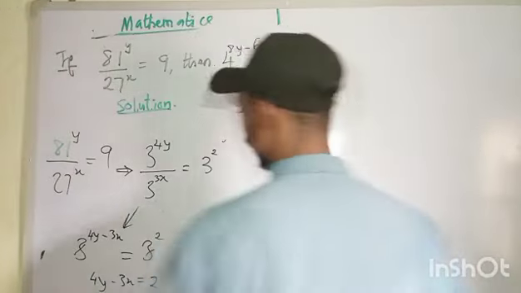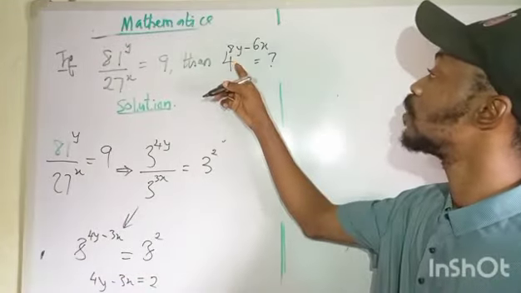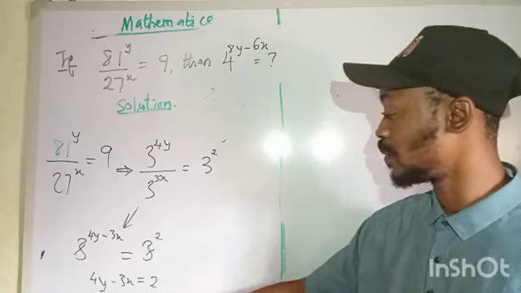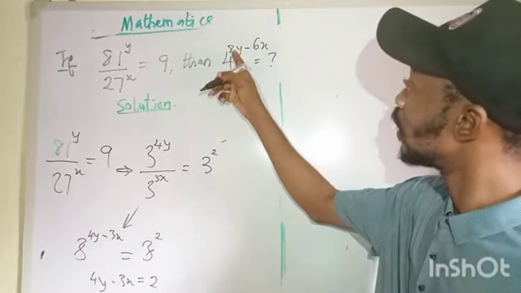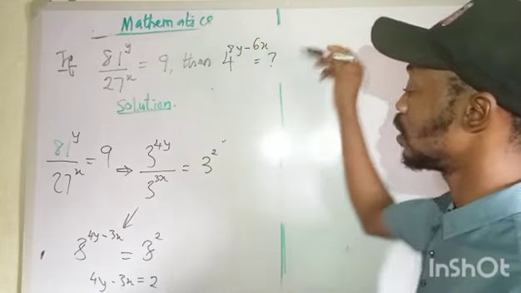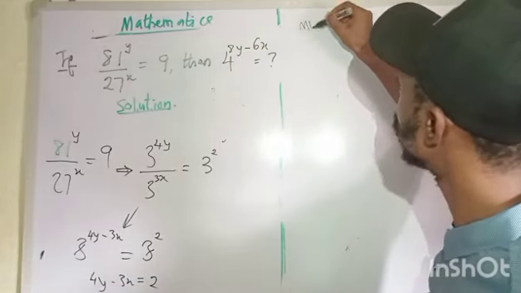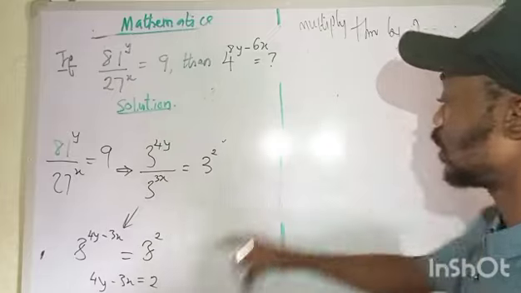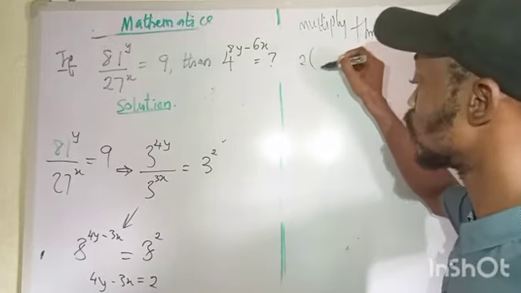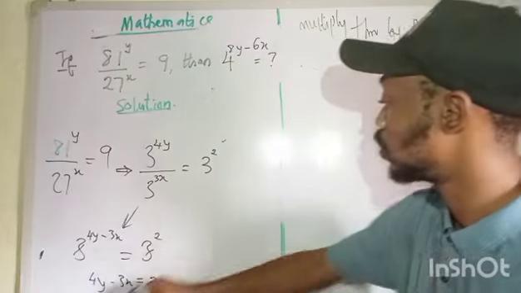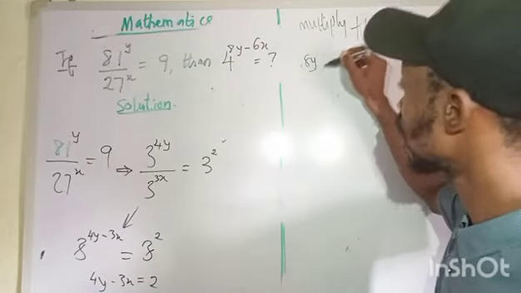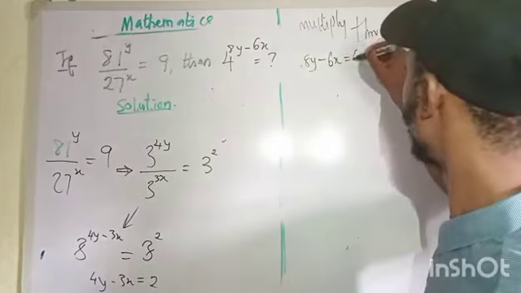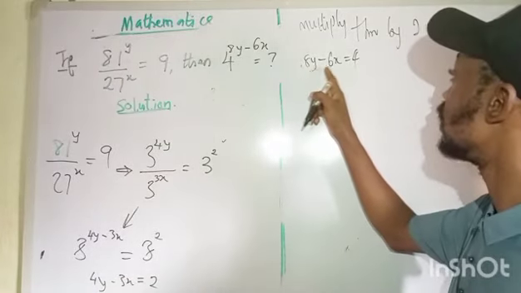Let me just go over to this side. If you check from the question, it says 4 raised to the power 8y minus 6x. Okay, and we have 4y minus 3x, so we can manipulate this whole expression to look somewhat like this power expression here. So you can multiply through by 2. If you multiply through by 2, then this expression becomes 2 multiplying everything: 2 times 4y, that's going to be 8y, minus 2 times 3x, that's going to be 6x, equals 2 times 2, that's going to be 4. Alright, so we've gotten this expression 8y minus 6x equals 4.